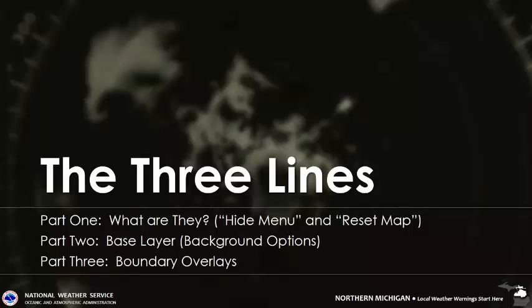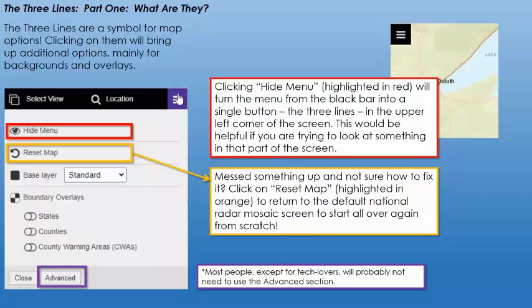The next thing we're going to take a look at are those 3 lines and what exactly they are, and some of the little things that you're able to do under that menu. So the 3 lines are actually just a symbol for map options. When you click on them, it'll bring up additional options, mainly for backgrounds and overlays.